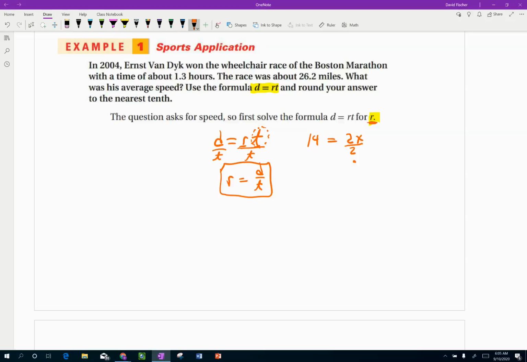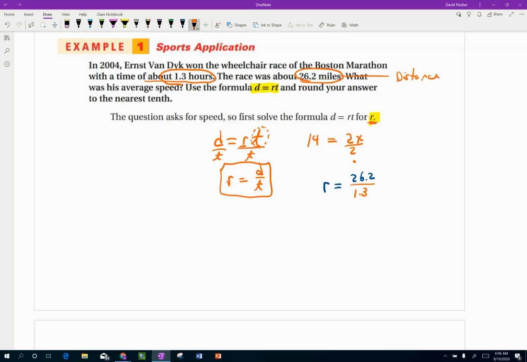We want to take these numbers now, and it says the race was about this many miles. So that's my distance, and that is the D in the formula. So now I'm going to rewrite my formula, plug in the numbers. R equals 26.2. Let's see, we got other information. It took about 1.3 hours. Well, that's my time. So I'm going to do 1.3.